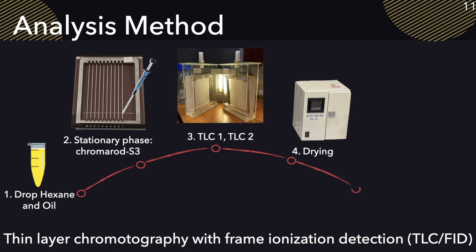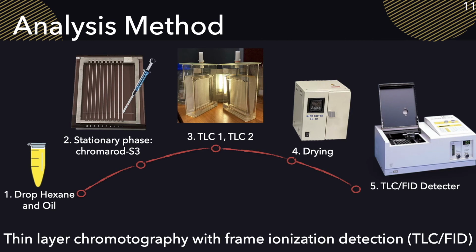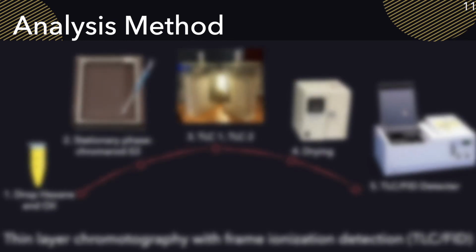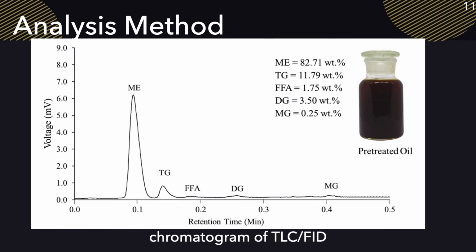The scanning was performed using a 160 ml per minute hydrogen flow rate and 20 liters per minute air flow rate to produce the chromatogram. The compositions were calculated as weight percent based on the peak area of each component.